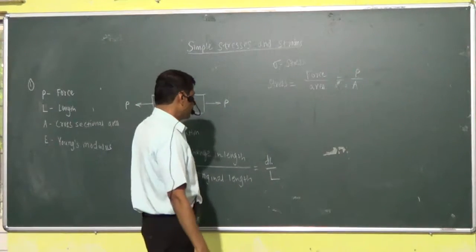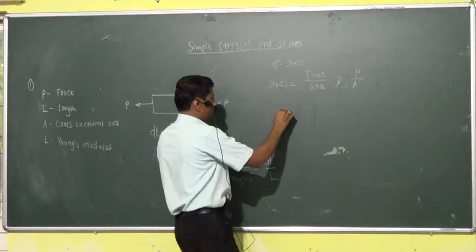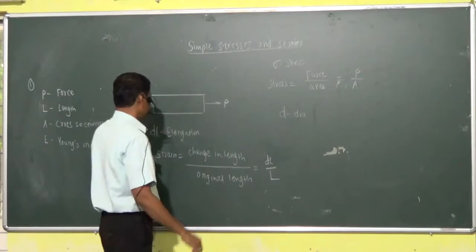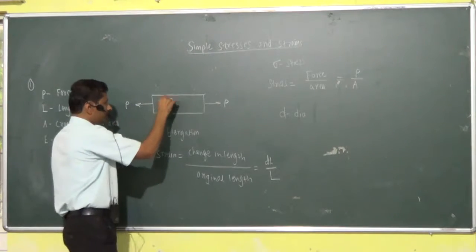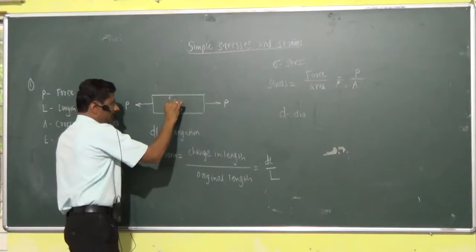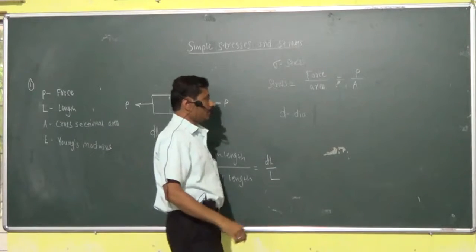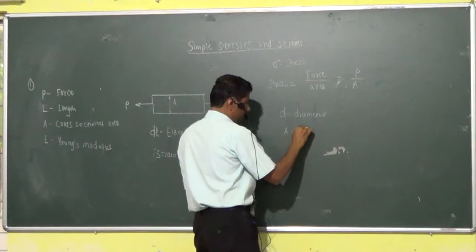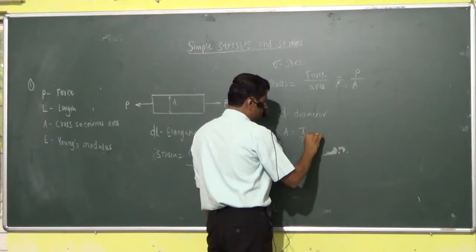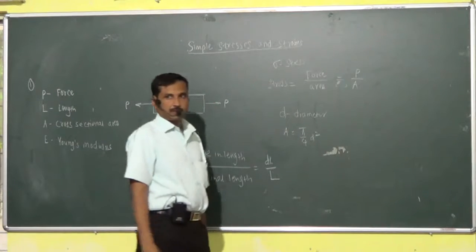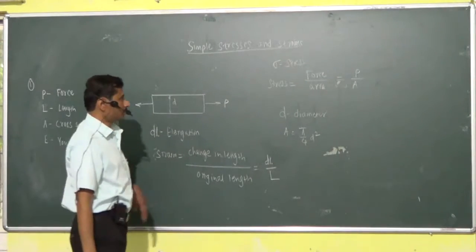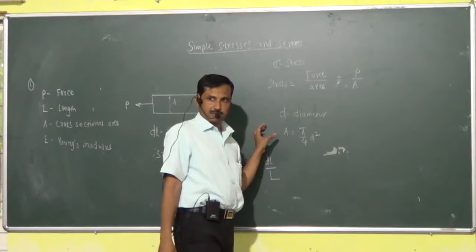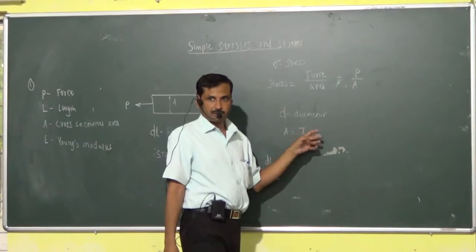And if D is the diameter for the rod, if suppose we are considering this bar having diameter D, then area will be calculated based on this diameter as A is equal to pi by 4 d square. So stress will be considered as force upon area, where area is equal to pi by 4 d square.